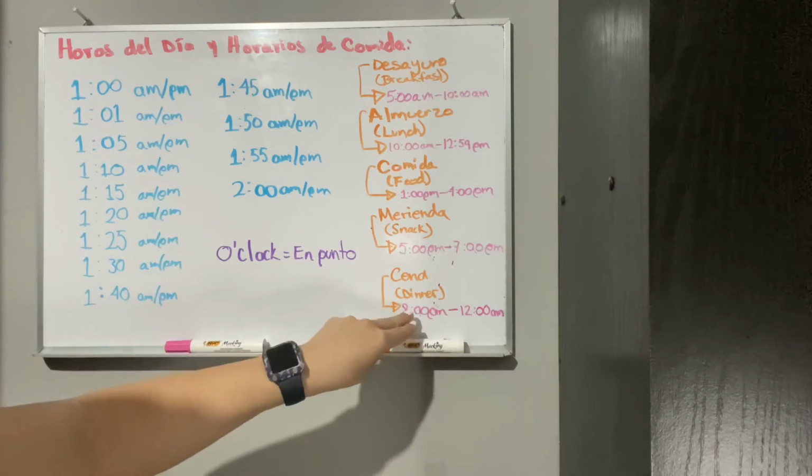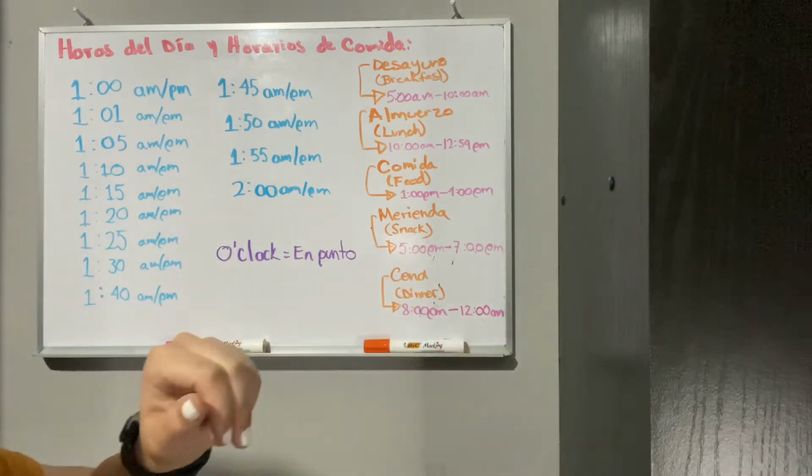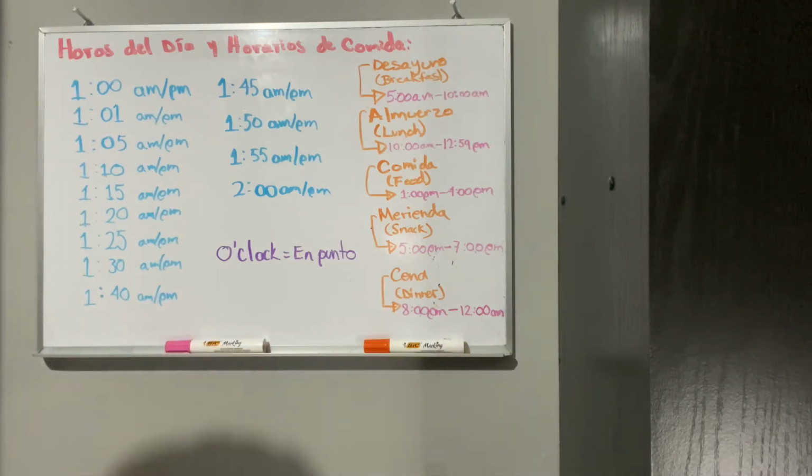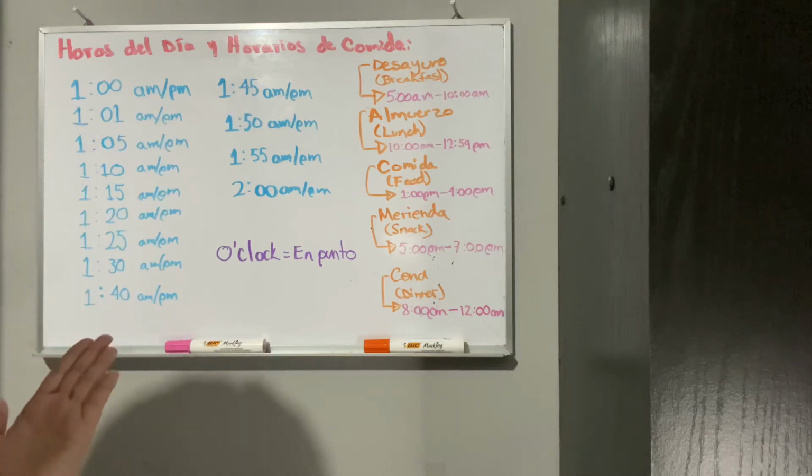It starts from 8 p.m. to 12 a.m. midnight. So in Mexico, we do not usually eat dinner at 6 p.m.